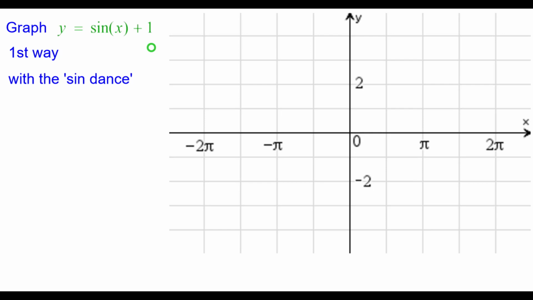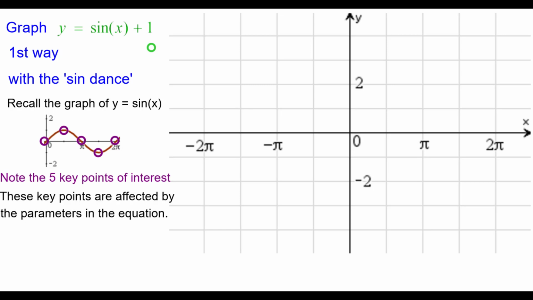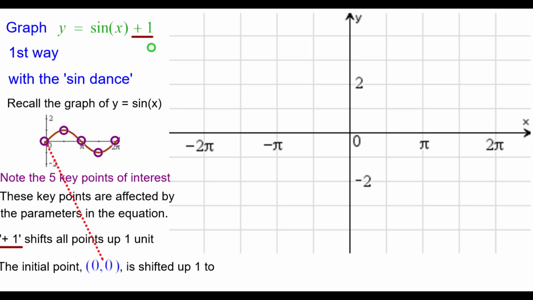First way is with the sine dance. Recall the graph of one wave of the sine function. Note the 5 key points of interest. These key points and all points are affected by the parameters in the equation. Here the only parameter is plus 1, and this shifts all points up 1 unit. Does not affect any of the x coordinates.